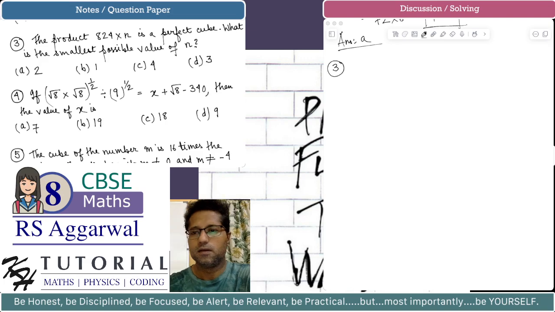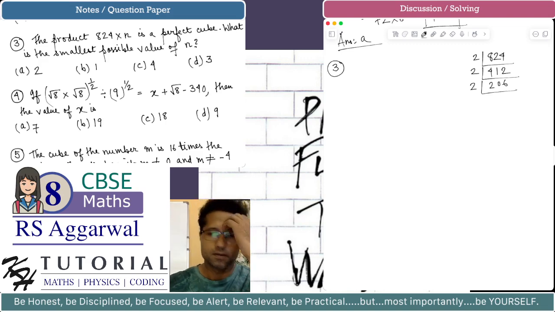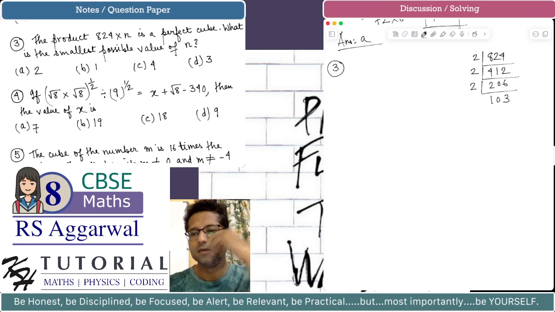So we have to find the prime factorization of the number 824. Let's divide by 2, we get 412, and then again divide by 2, we get 206, and we get 103. And the product of 824 into n is a perfect cube. So we have to find the smallest value of n such that 824 multiplied by n will become a perfect cube.